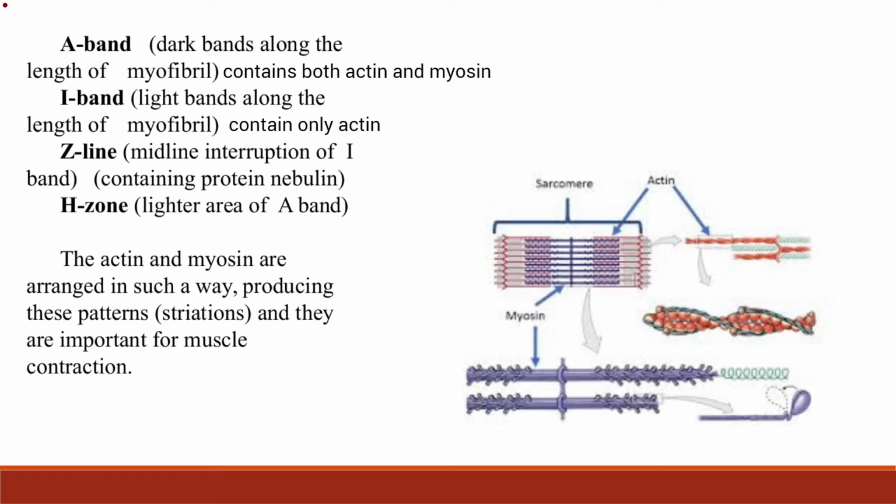The Z line is in the middle of the I band. And the H zone is the lighter area in the middle of the A band, and the H zone contains only myosin. And I'll let you write that, then I'm going to zoom in on this picture.